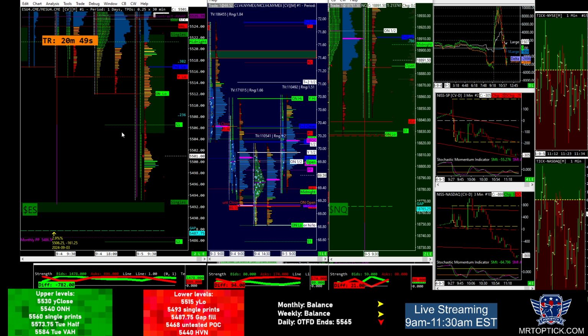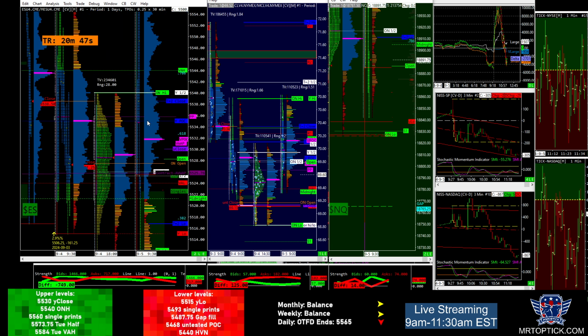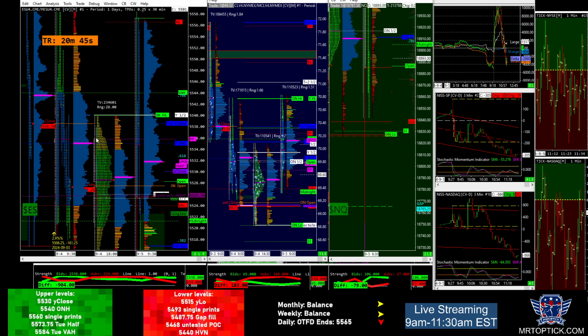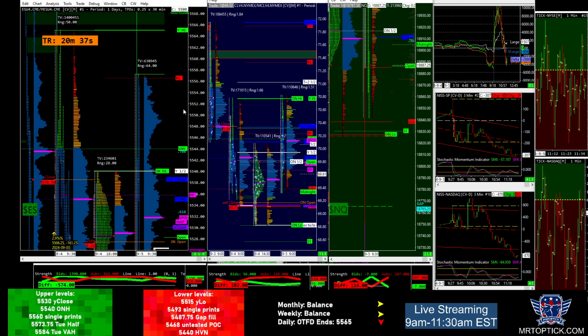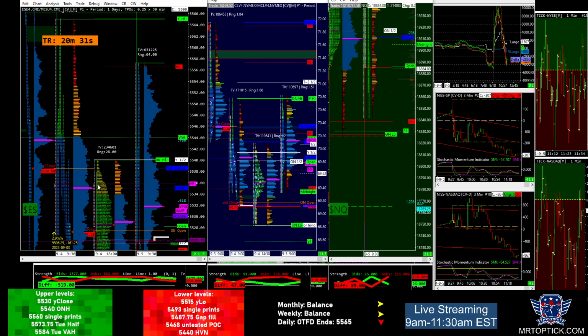Like, for example, today I said that we needed to repair the little bit of lack of excess that we have from the overnight session. And then I said that we're probably going to have some resistance at the 55.60 area. So when I saw that buyers were strong, I went long, but I knew that at this area I could expect some kind of a pullback.